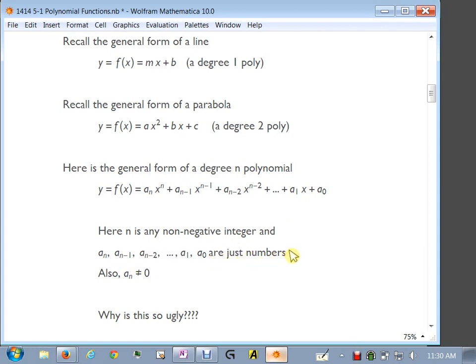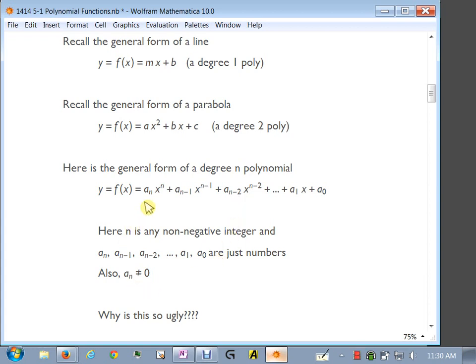Those are just numbers. So this is a number, a number, a number, a number, and then they're all sitting in front of what? X to a power. X to that power, but one less than it. X to that power, one less than that, right? So that pattern keeps on dropping down.